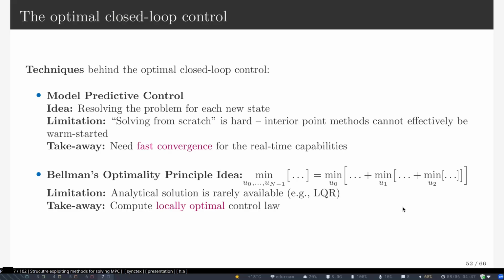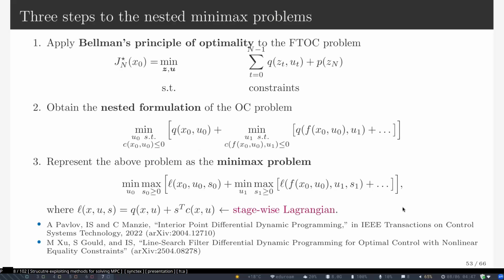And it has an added benefit. It gives us a feedback form. Okay. So this is the problem that we have. We have a bunch of constraints. We have stage-wise costs.